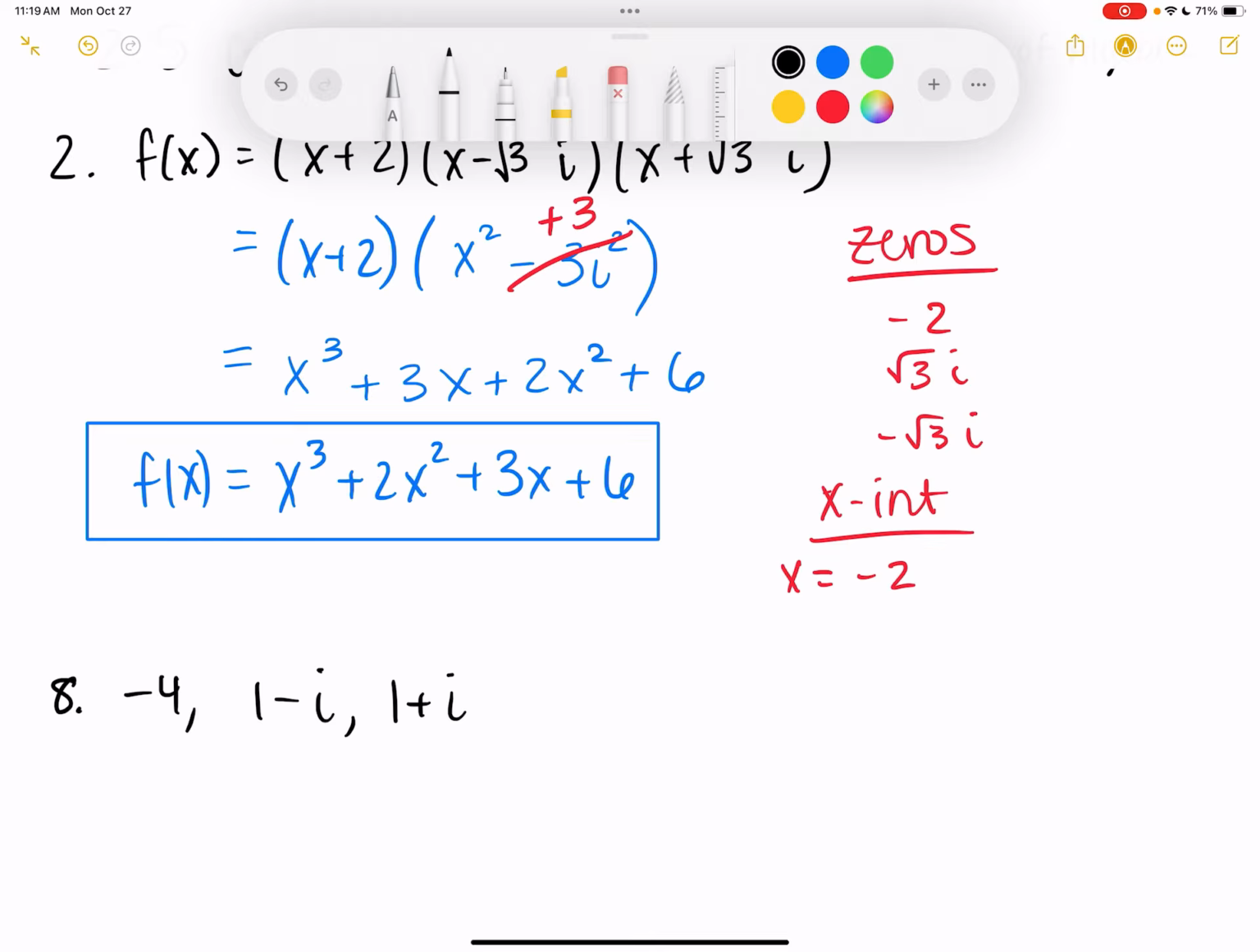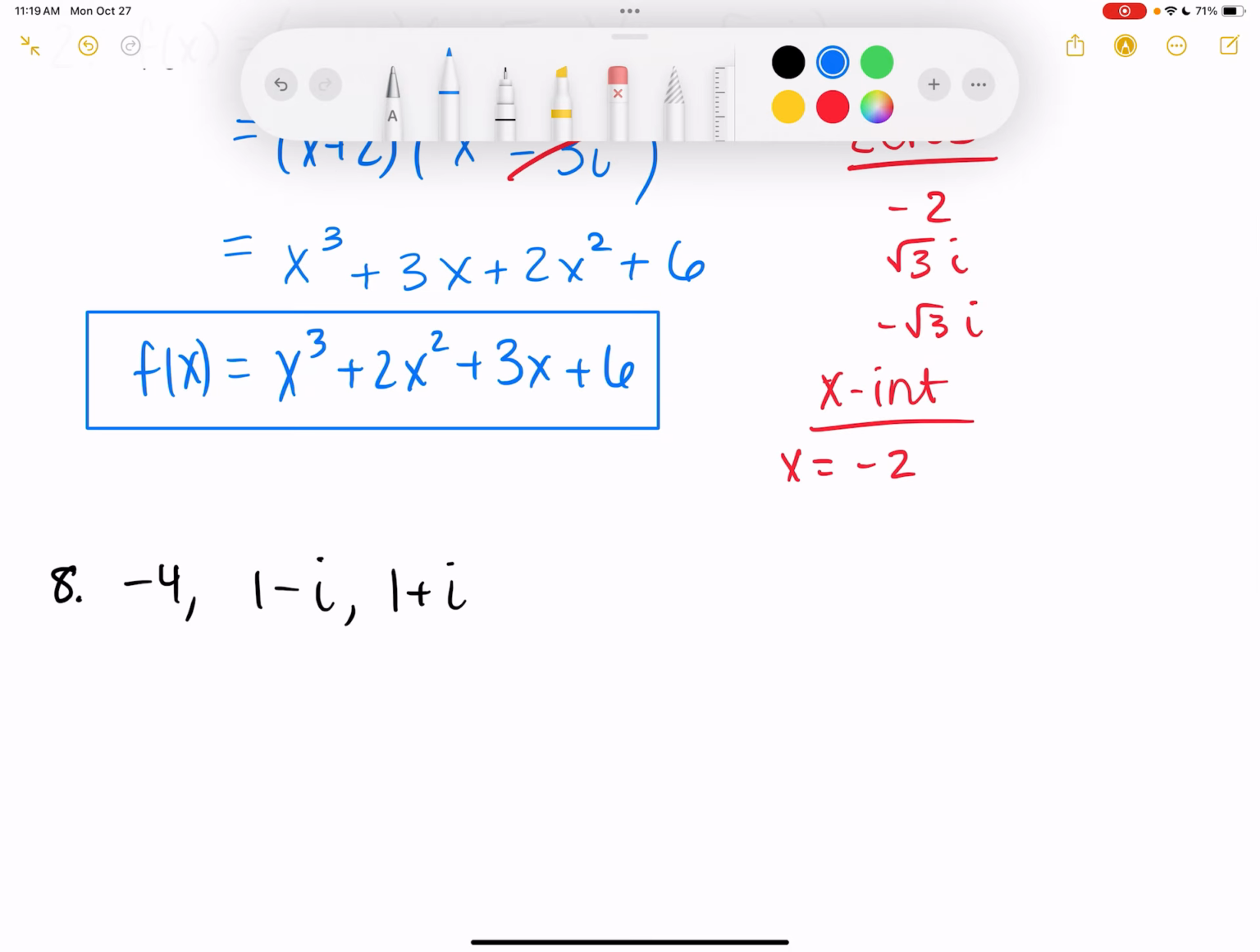So, these are essentially the zeros. So this is all like x equals whatever. So I need to move this stuff over to get my factors. So this is going to be x plus 4 times x minus 1 plus i, and then x minus 1 minus i.